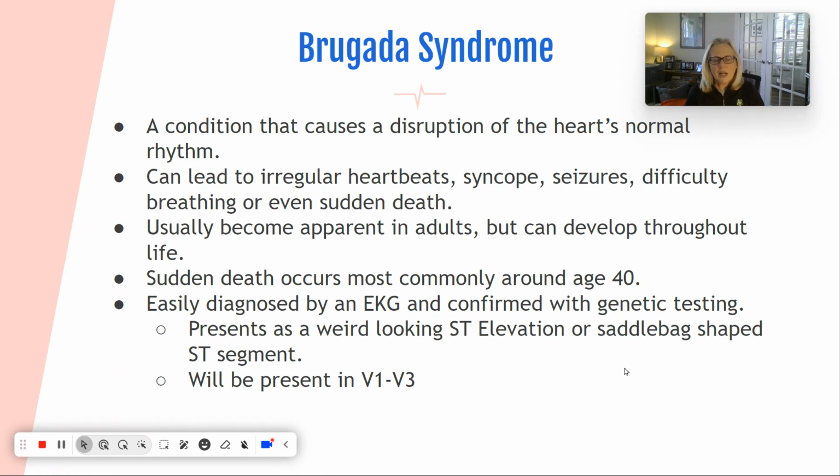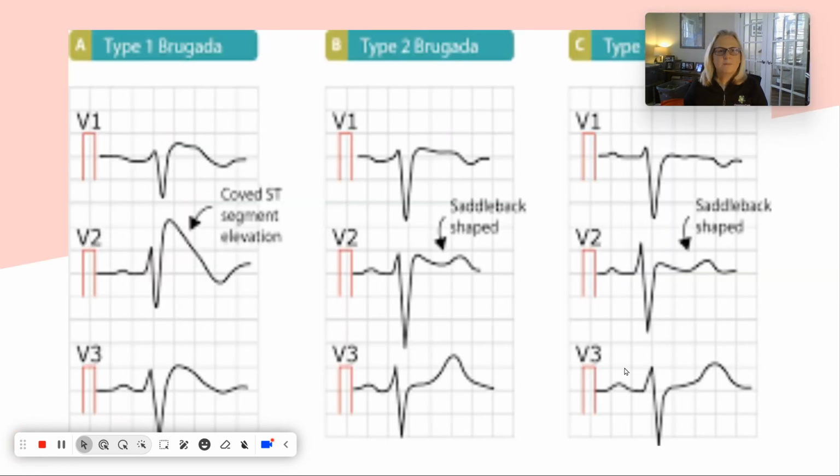So it looks like this kind of weird-looking ST elevation, and it's called a saddlebag. I'm going to show it to you. It usually comes in V1 through 3. There are a couple of different stages or types of them, but they all look very similar. So let's take a look at this here. This is what the saddlebag looks like.